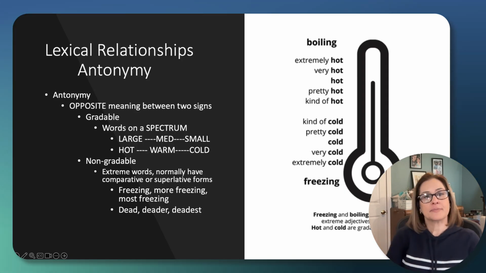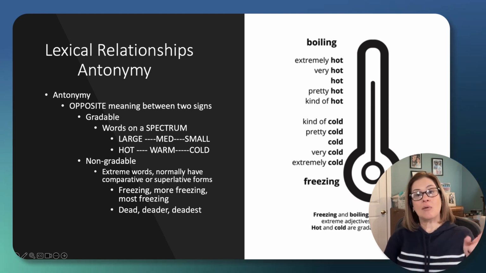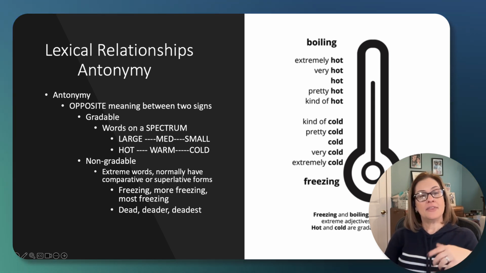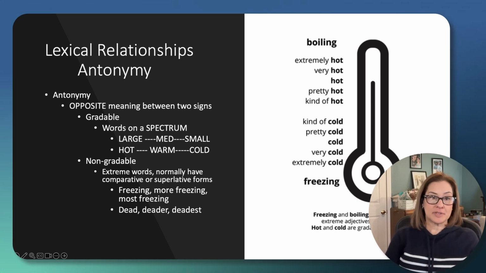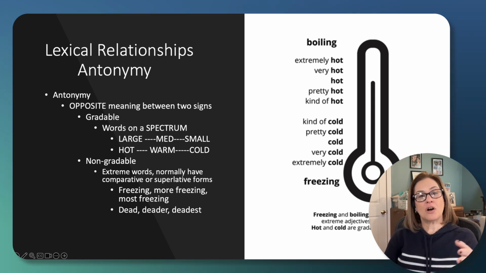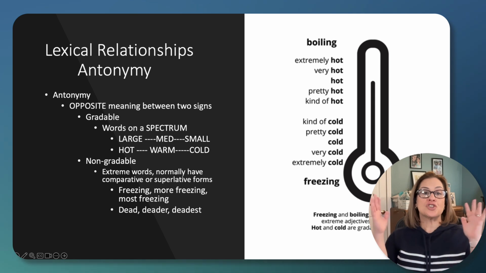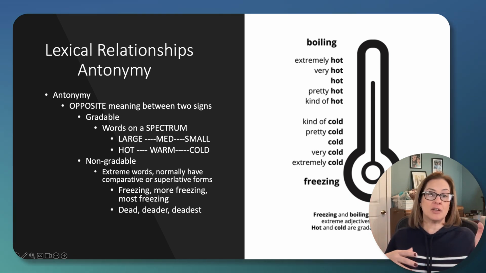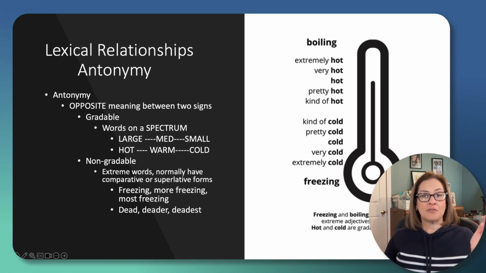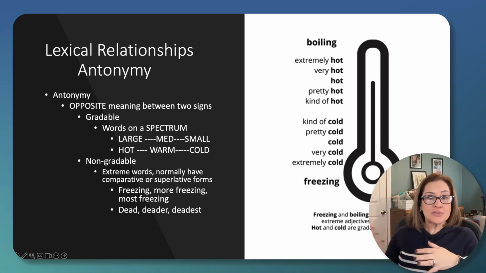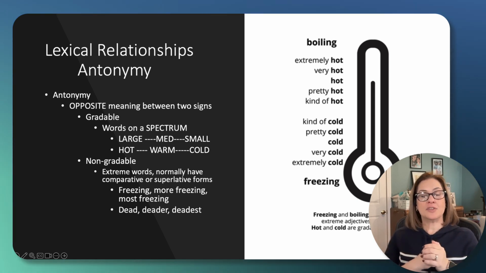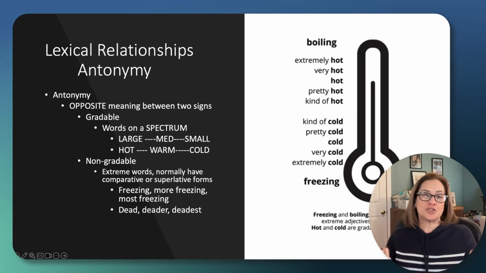Now, antonyms we actually have a lot more of in ASL. These are signs that mean opposites. They can be gradable, words on a spectrum, like large, medium, small, or hot, warm, cold, and non-gradable, which are just extremes of two things, like freezing and boiling. In English you'd normally have comparative or superlative forms, like good, better, best. Between freezing and boiling you have everything in between in English. How would we describe that in ASL?